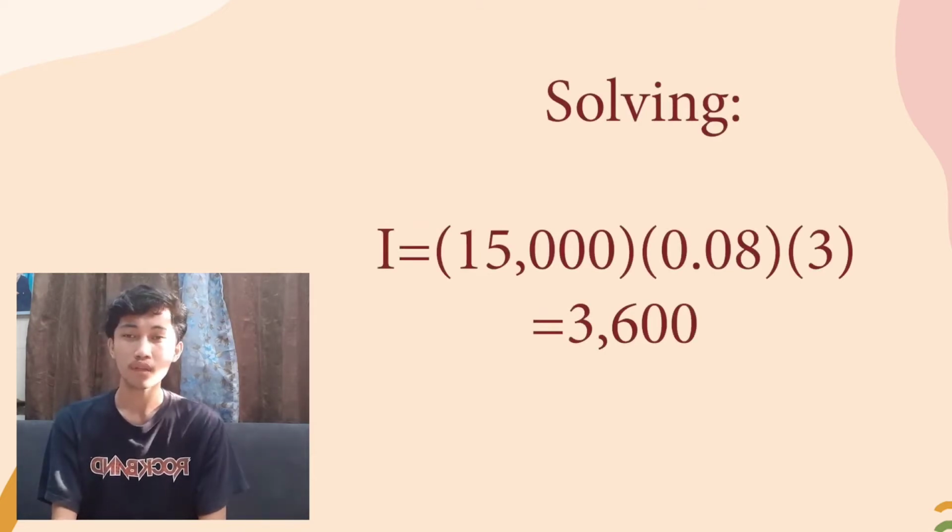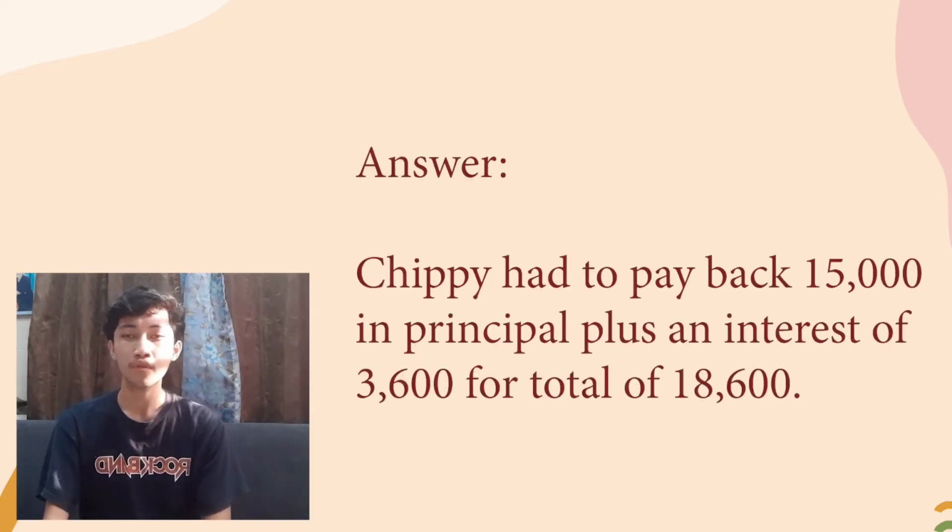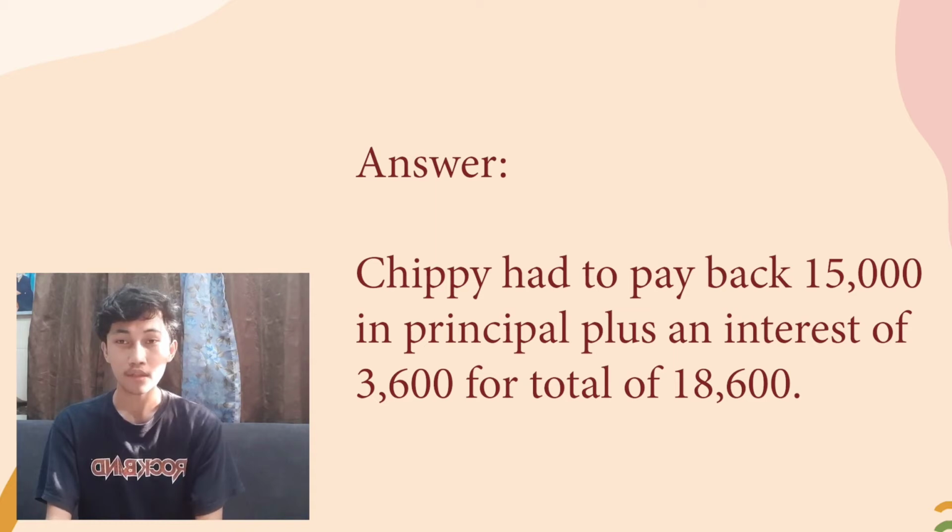So now, we will solve the problem. So we have interest equals 15,000 pesos times 0.08 times 3 equals 3,600 pesos. So the answer for this problem is Chippy had to pay back 15,000 pesos in principal plus an interest of 3,600 pesos for the total of 18,600 pesos.